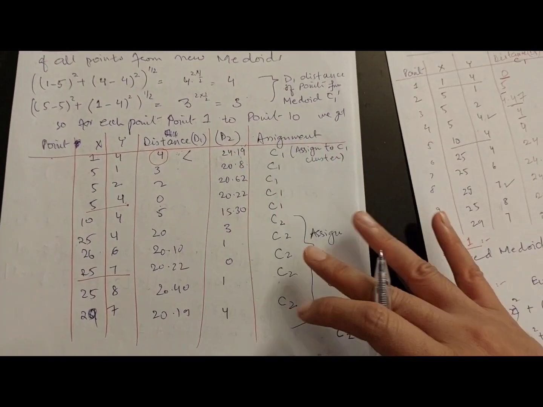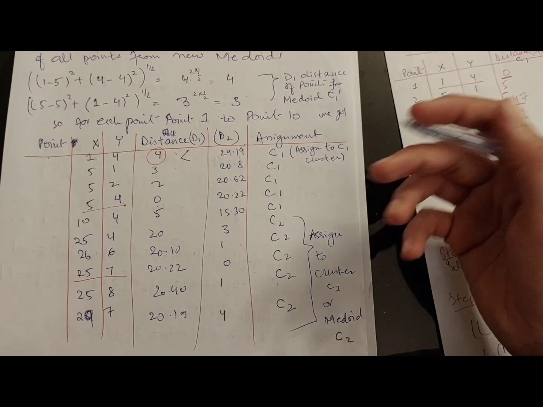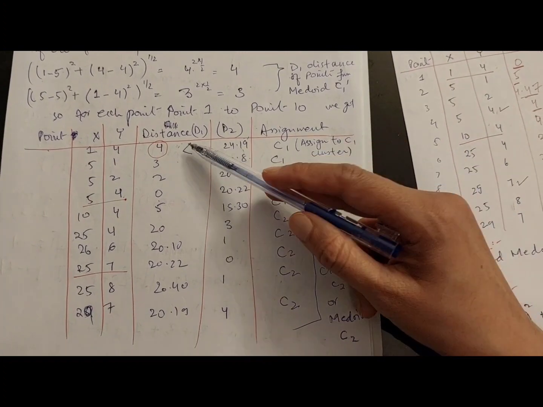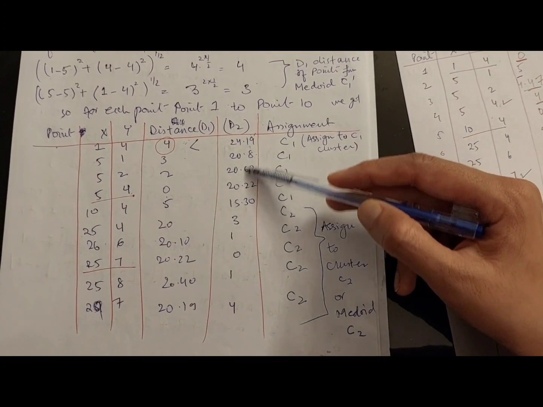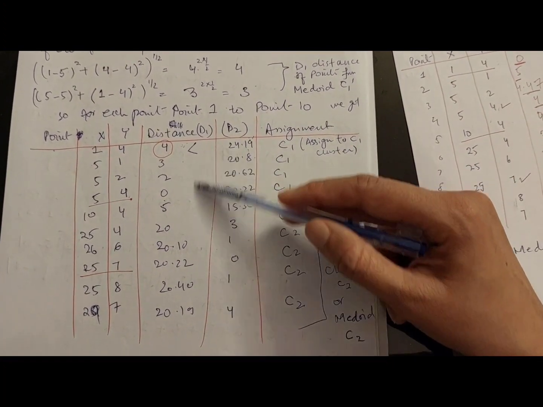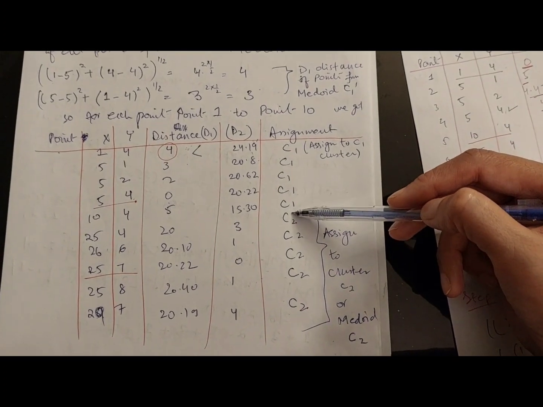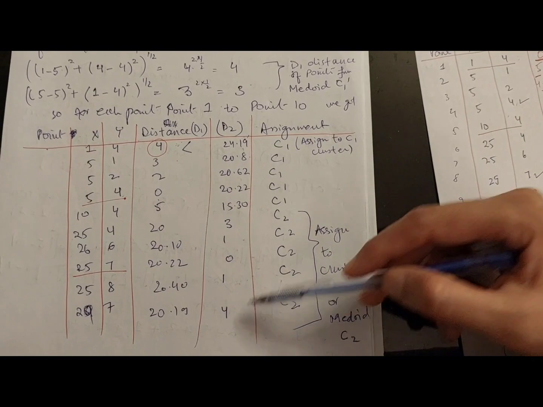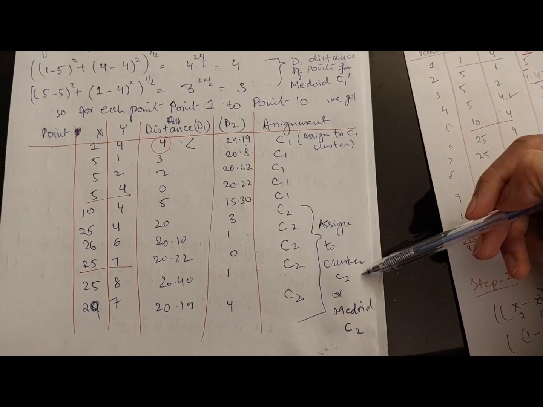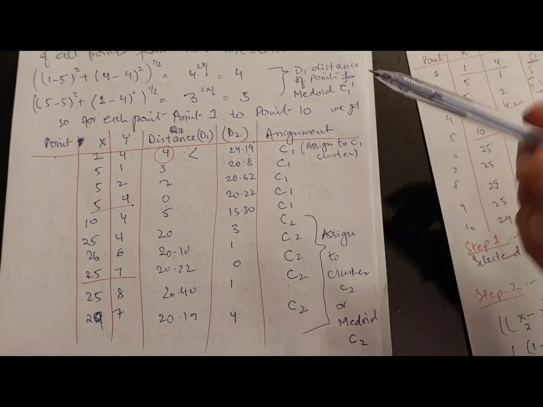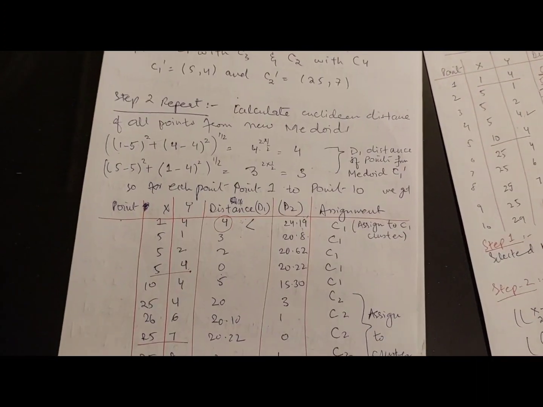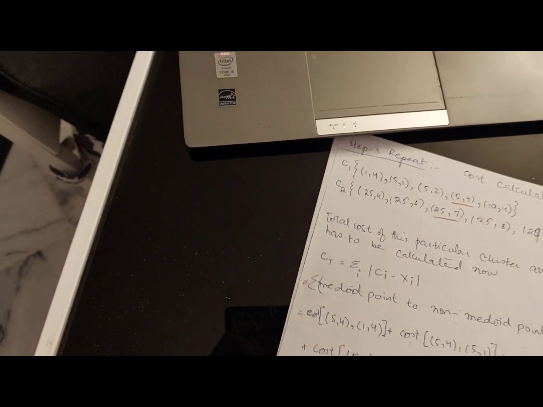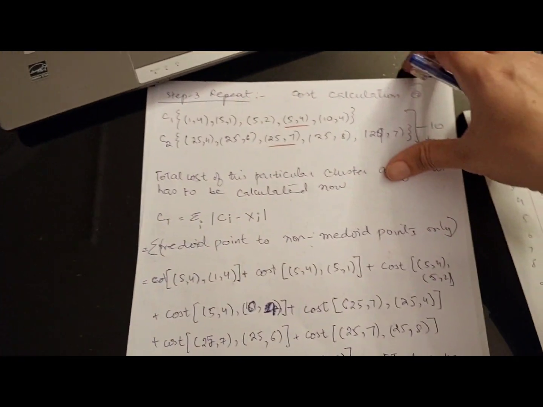In this way we will calculate the distance of all these data points from these two medoids, and on the basis of these distances we will again do the cluster assignments, which was our step number 3. You see that these distances are small and these distances are large, so all these data points will join cluster number C1. However, these distances are large and these distances are small, so all these data points will join cluster number 2 or medoid number 2.